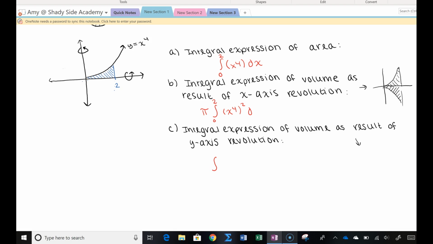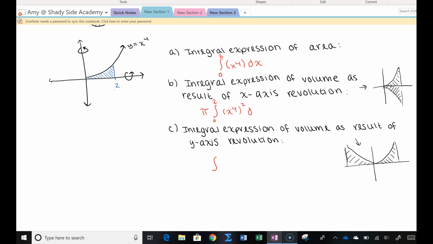Area shaded A is the definite integral from 0 to 2 of x to the 4th dx. That's all I wanted, just the integral expression. Oh, it's just x to the 5th evaluated at 2 and at 0. Which is 25 halves? No, x to the 5th, so fifths.